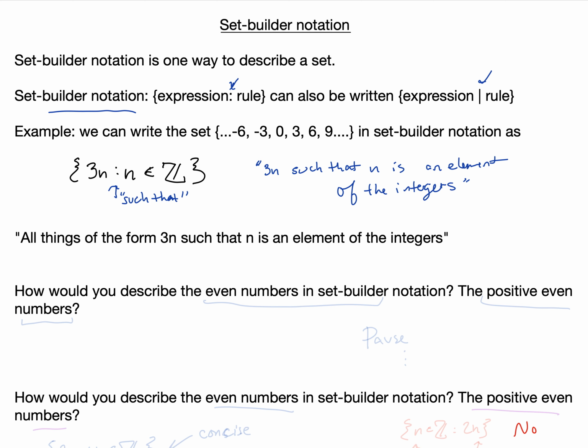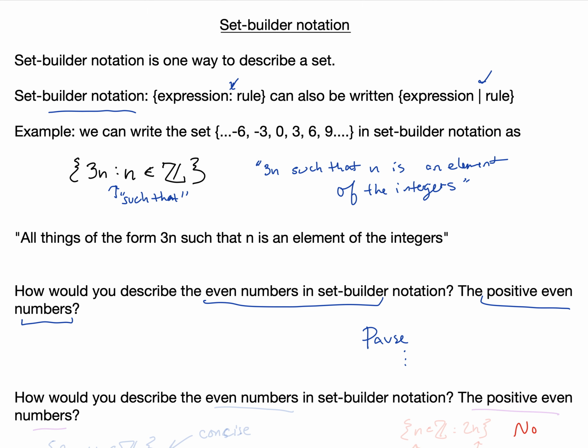So let me give you one to try. How would you describe the even numbers using set builder notation? And secondly, how would you describe the positive even numbers using set builder notation? I encourage you to pause and write it out quickly, and then we'll look at it together.